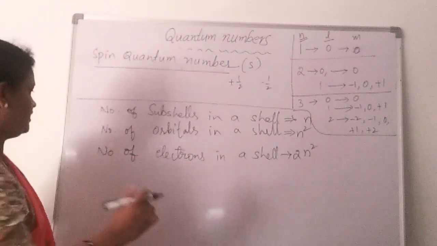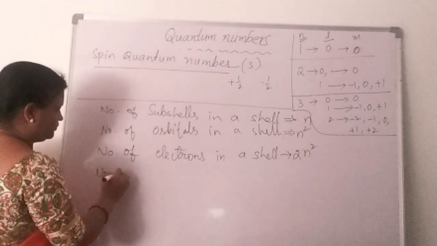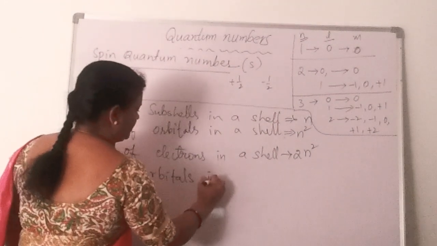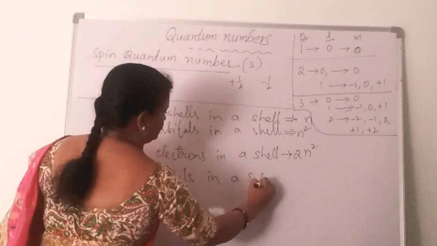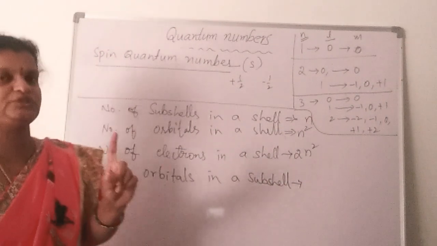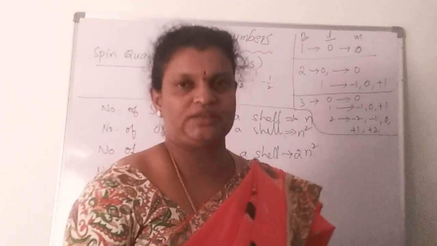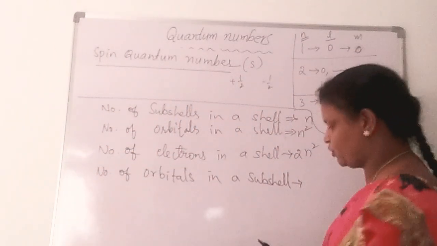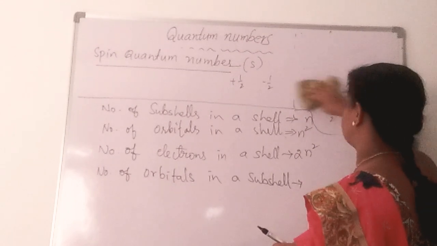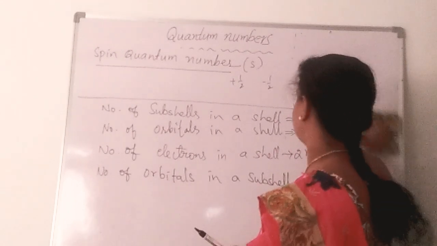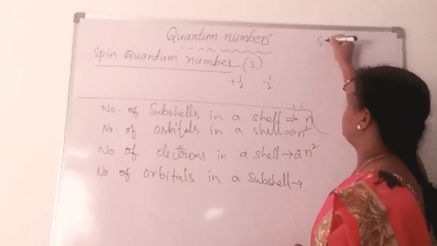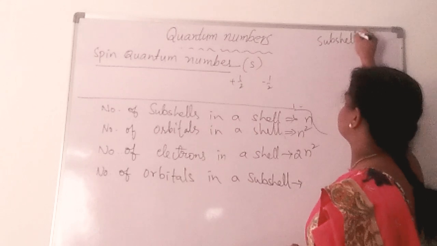Right? Now here we'll see the number of orbitals in a subshell. Already we have seen about the shell. So coming to the subshell, in one subshell, how many orbitals are present? Before going to this, first of all, we should know what a subshell is. Some names are given here for the subshell, so that we'll see first, and based on that we'll see the remaining things.